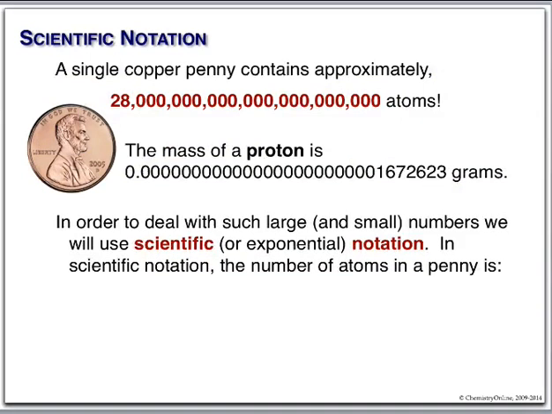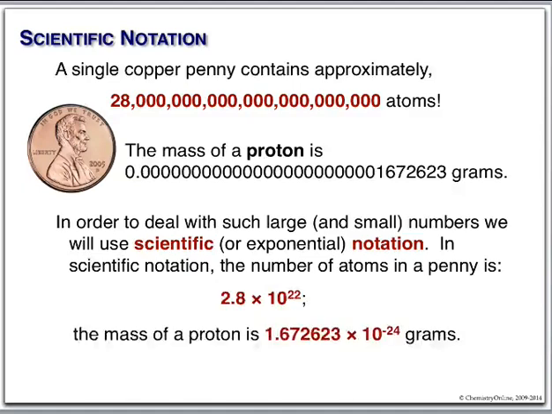In scientific notation, 28 sextillion would be written as 2.8 times 10 to the 27. That means we have 21 zeros after the 8 here. As we said earlier, the mass of a proton is about 1.7 times 10 to the minus 24. So the first thing we're going to do is learn how to take simple numbers and convert them to and from scientific notation.